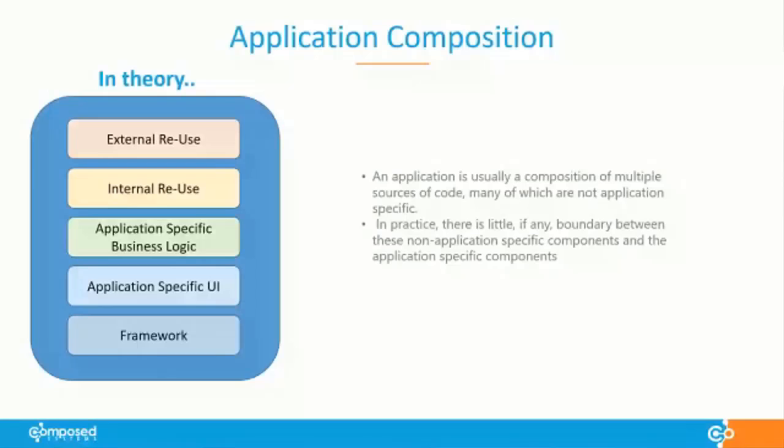Then you may also have some internal reuse code, something that's not specific to this particular application, but is specific to your company, whatever you do. Then you've got the application-specific business logic, the code that is specific to this particular application. If you have a UI, the application-specific UI, and then a framework that ties it all together. And in theory, these things are all neatly separated out from each other. That's not how it actually looks in reality, right?